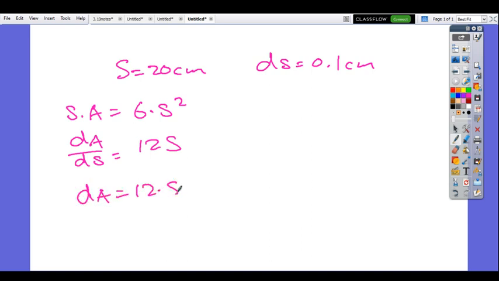From here, we just want to solve for dA. So dA equals 12s times ds. Simply take the ds back to the right-hand side; it's division, so you do the inverse operation. So 12 times s, which is 20, times ds, which is 0.1. 20 times 0.1, that will give you 2. 2 times 12 would be 24. So that's the difference of the surface area, the differential.